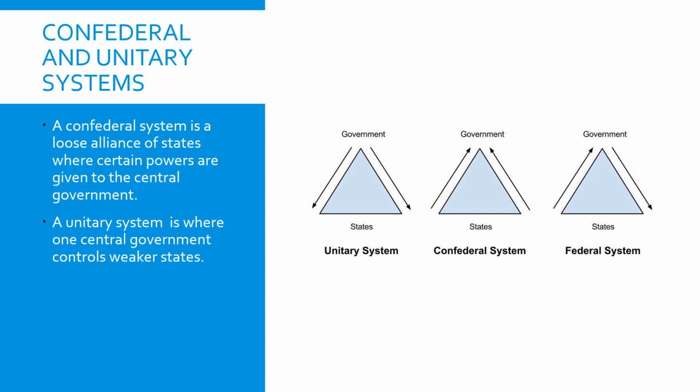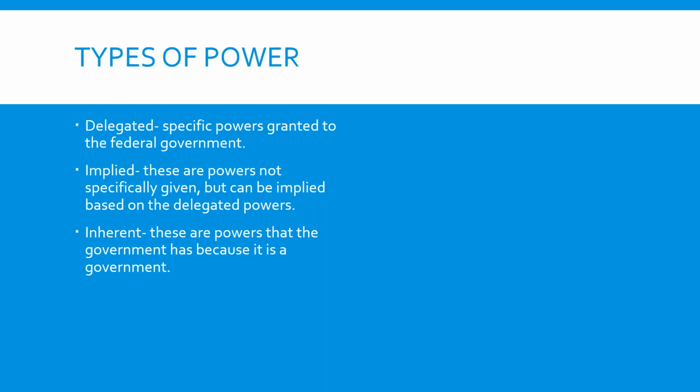Under a confederal system, everything rolls up from the states to the federal government, and the federal government has very little power. Under our system, it's shared. So you have the states giving some power to the federal government, the federal government giving some power to the states, and some of it shared between both of them.